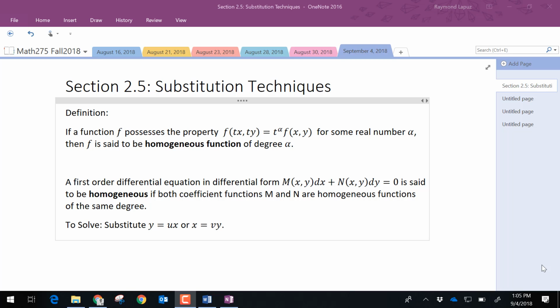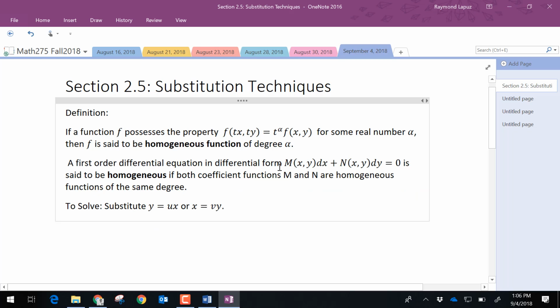Unfortunately, the word homogeneous has a different meaning in other contexts, like in linear algebra, and later on in this class, we'll see homogeneous in a different light. But anyways, that's the name they gave it. So a way to check if a function is homogeneous is to replace the x and y with t times x and t times y, and see if you can make it look like the original function.